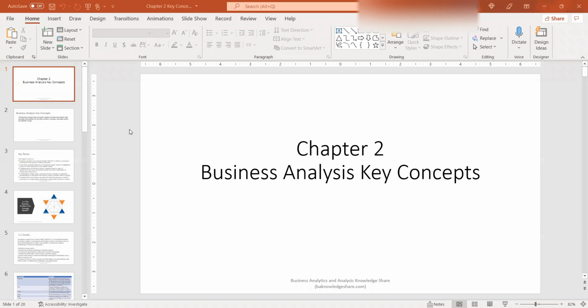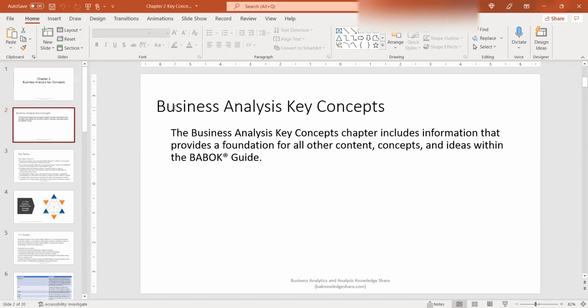So chapter 2 is business analysis key concepts. As I had mentioned in chapter 1, there's the supporting chapters as well as the knowledge chapters. This chapter is more of a supporting chapter to business analysts and analysis. The business analysis key concepts chapter includes information that provides a foundation for all other content, concepts, and ideas within the Payback Guide.